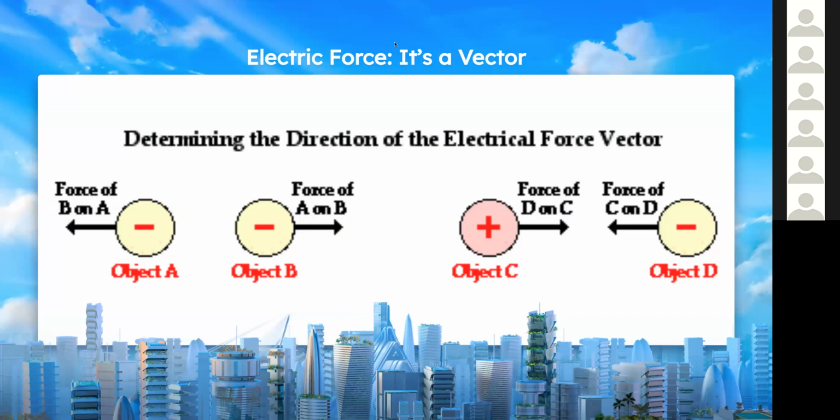Electrical force we express as a vector. Obviously, vectors have a direction. So if we have two negative charges, then that vector is going to be pointing away from the other charge. We see here, on object A, the vector is pointing away from object B, and on object B, it's pointing away from object A. C and D are oppositely charged. Those vectors are going to be pointed towards each other.